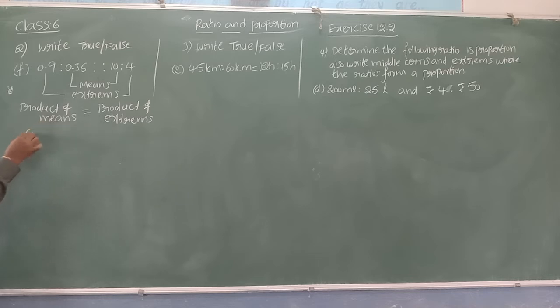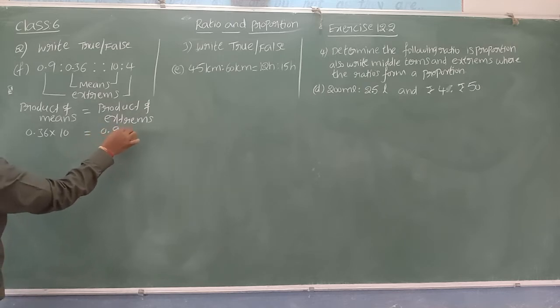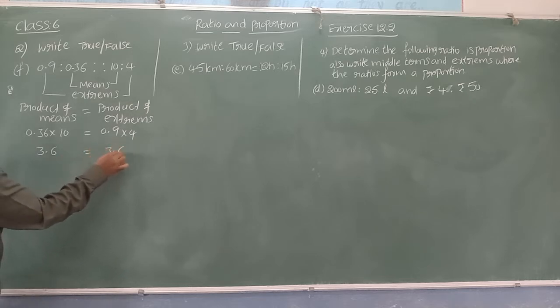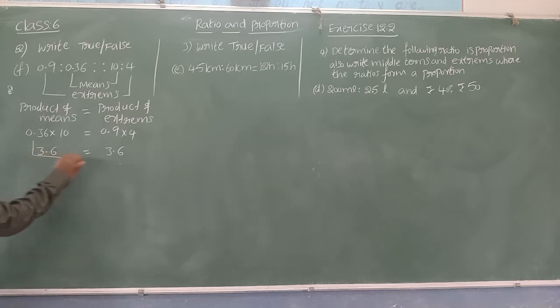Multiply the means: 0.36 into 10. Now multiply the extremes: 0.9 into 4. You can multiply both. This will give the answer 3.6, and here also we get 3.6. Now what can we write? Both ratios are equal.